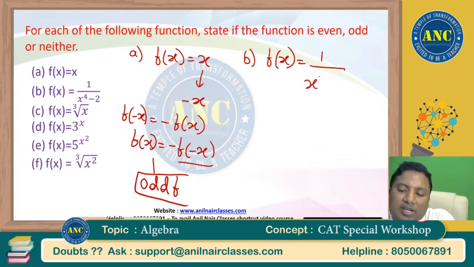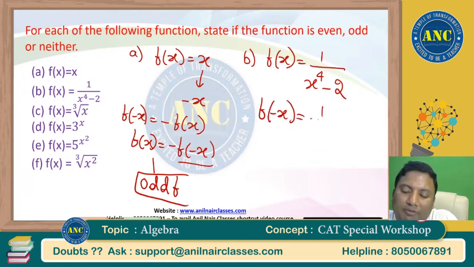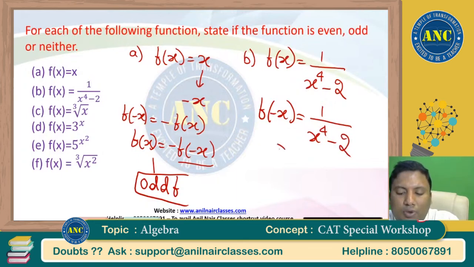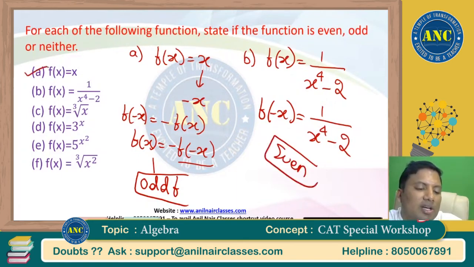f(x) is 1 by x power 4 minus 2. Replace x with minus x. Minus x power 4 is plus x power 4, so it is 1 by x power 4 minus 2. Both are the same, so it is nothing but an even function. This is an odd function and this is an even function.